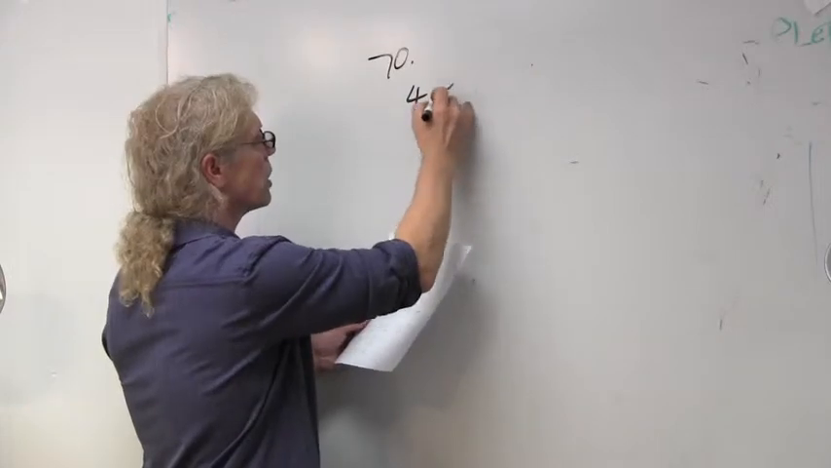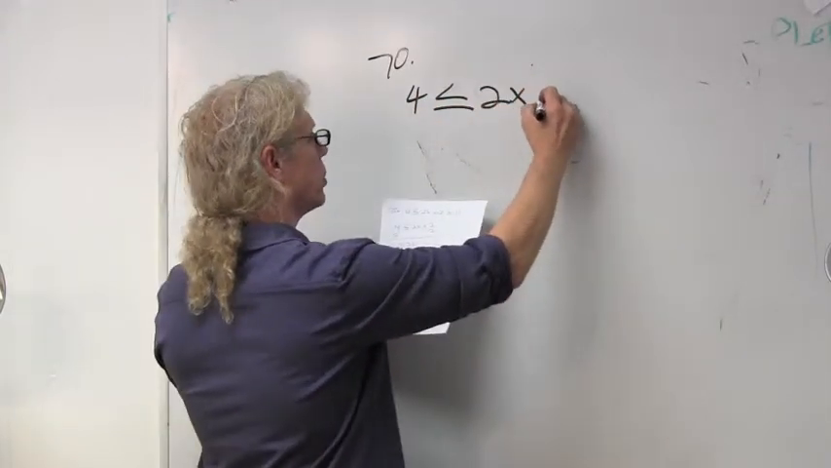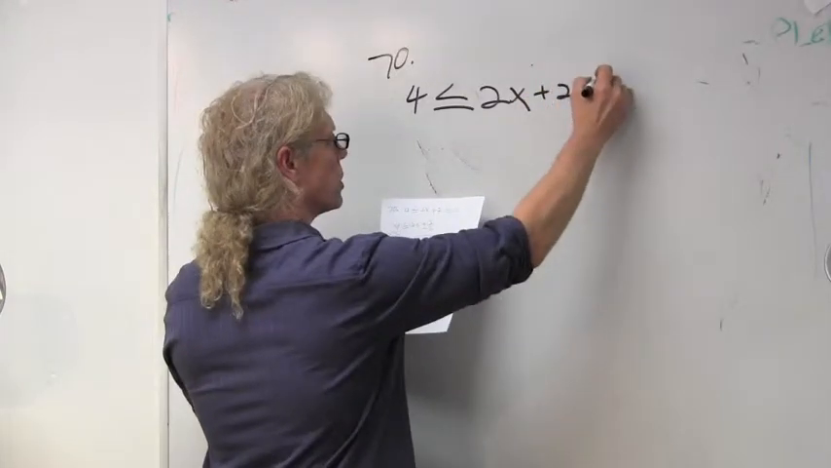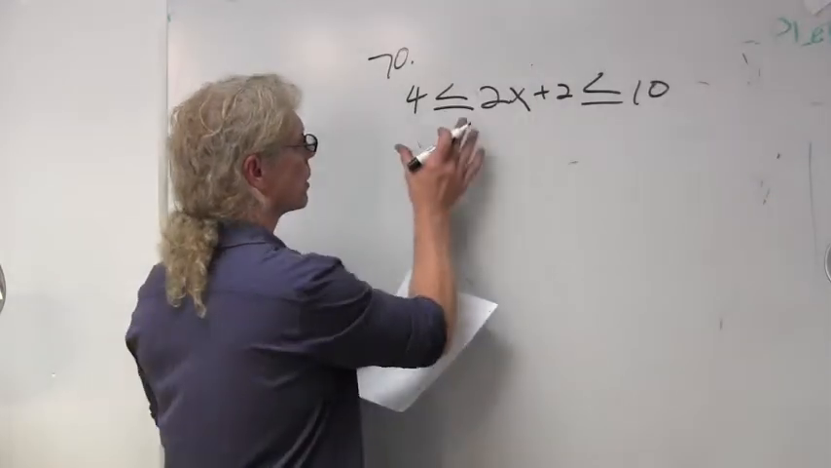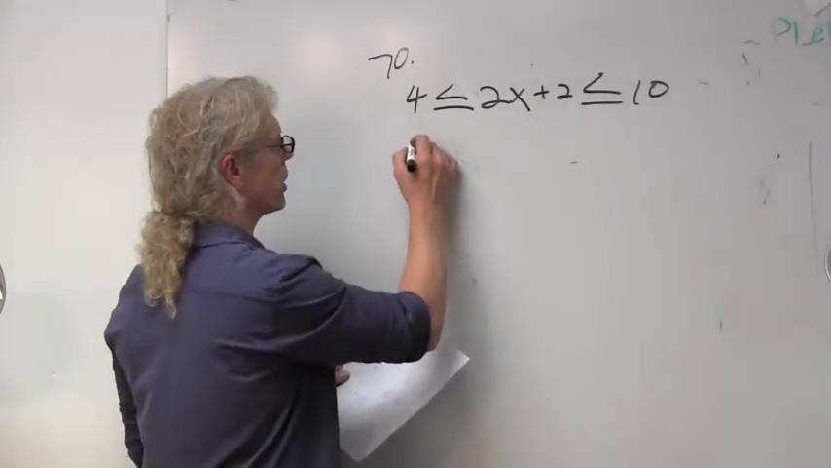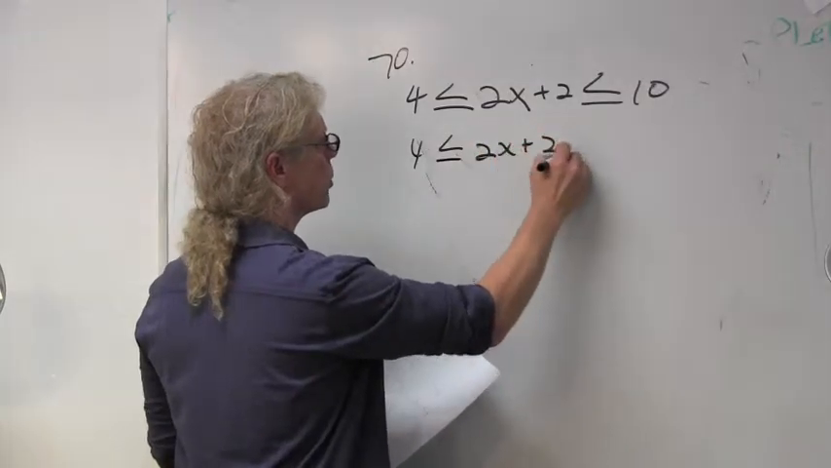4 is less than or equal to 2x plus 2, which is less than or equal to 10. Okay? Two sides of the equation. Let's start with 4 is less than or equal to 2x plus 2.